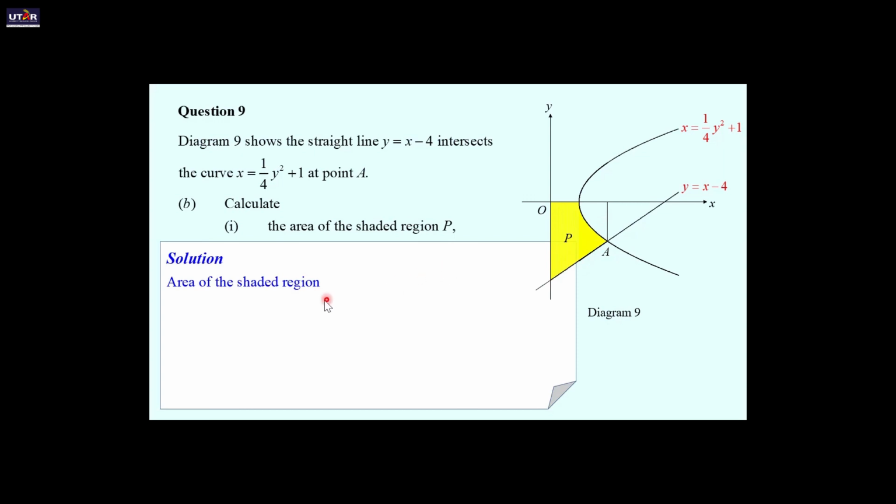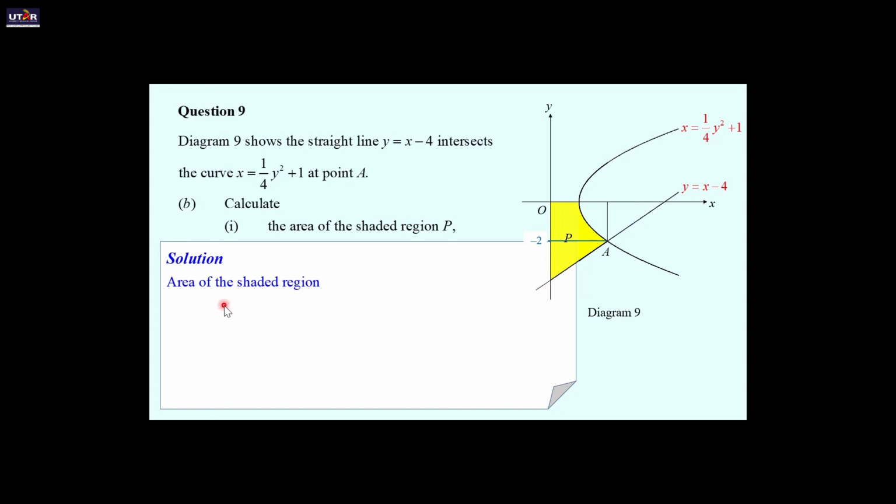In order to find the area of the shaded region, I will split the shaded region into two parts, where the first part is the region bounded by the curve with respect to the y-axis from y is equal to negative 2 until the x-axis. Another region will be a triangle.